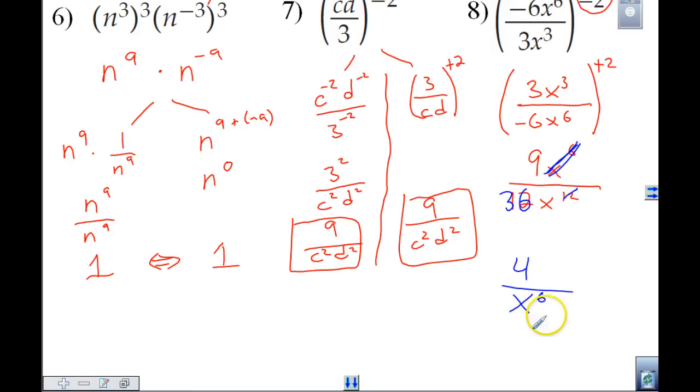Yes, no? 9 goes in 36 4 times. Yes, no? Why is it not at the bottom? Should it be at the bottom? So what does 9 over 36 equal? 4. No. 1/4. Yeah, 1/4. So yeah, this should be 1 over.